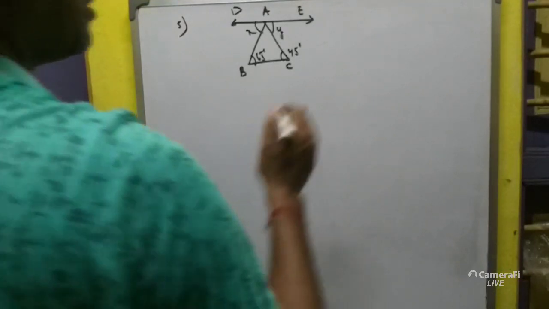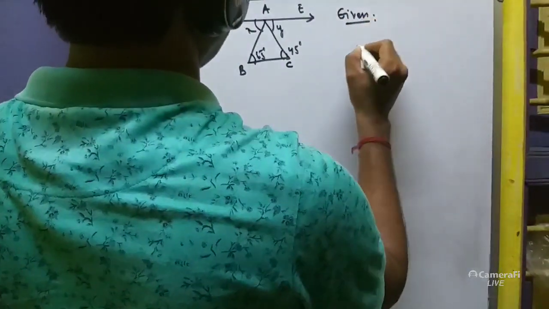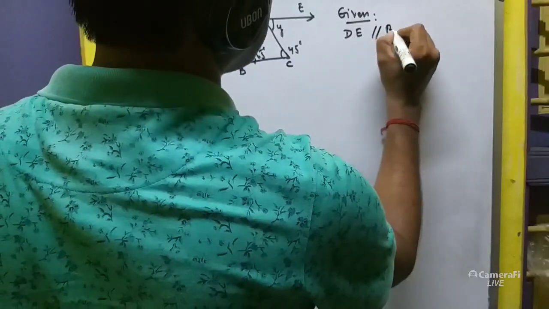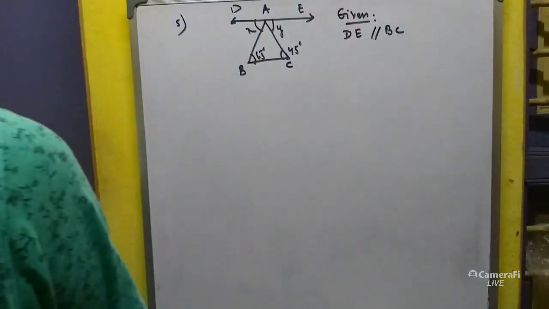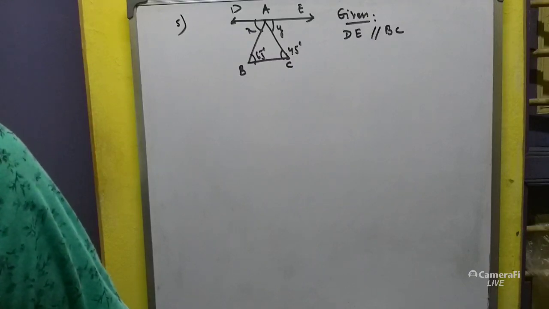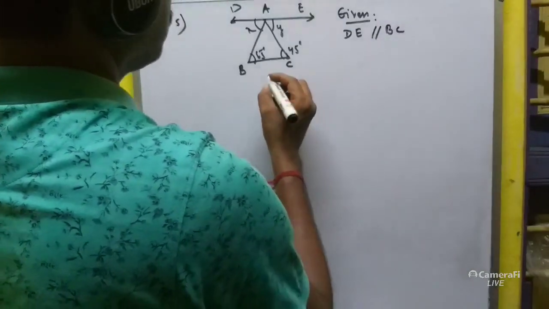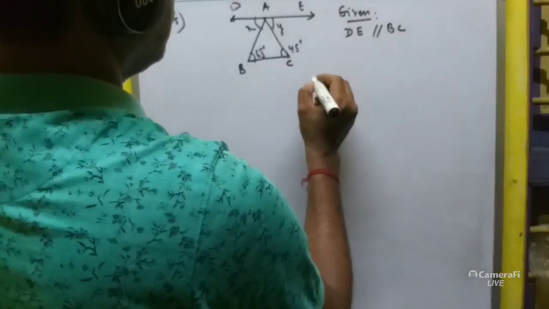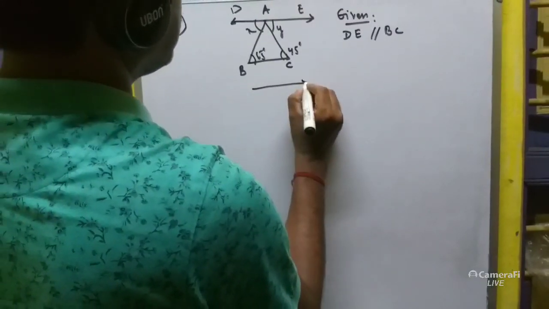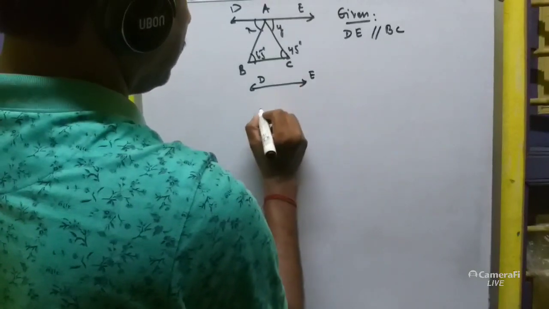What is given? Given: DE parallel to BC. This is given, DE parallel to BC and angle DAB. This is given. All right. Now look at, this is DE and this is BC.